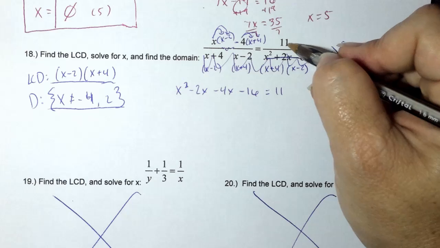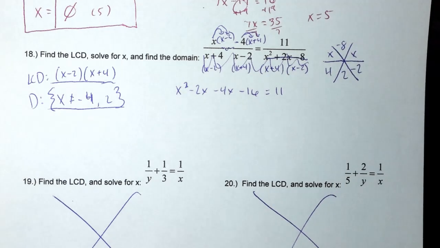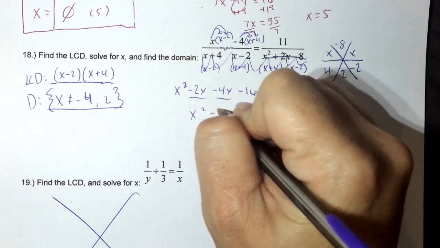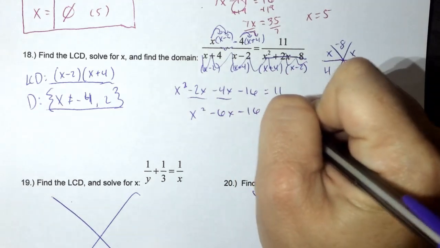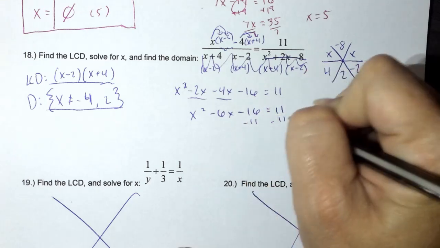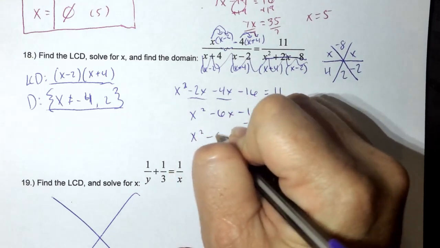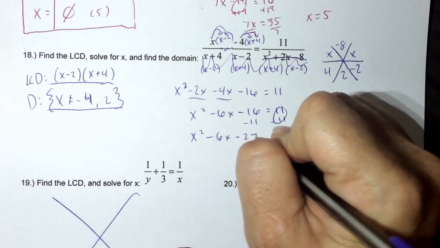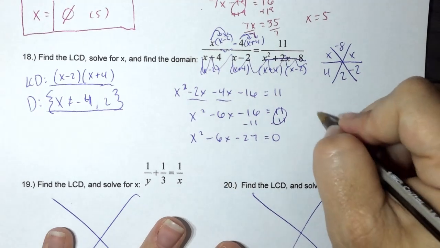Remember, we did not change this one because it already had both. So I get x squared minus 6x minus 16 equals 11. Have to get it equal to 0 because I have a squared. So minus 11, minus 11. I get x squared minus 6x minus, what is that, 27? Equals 0. So I have to factor that.